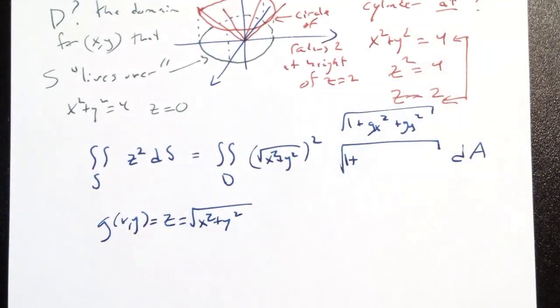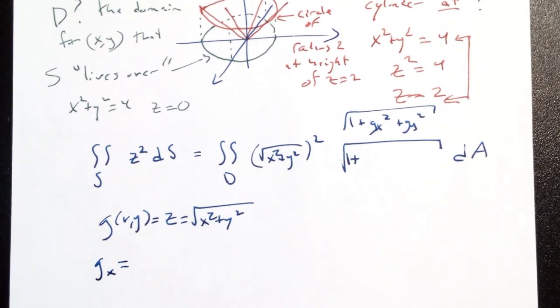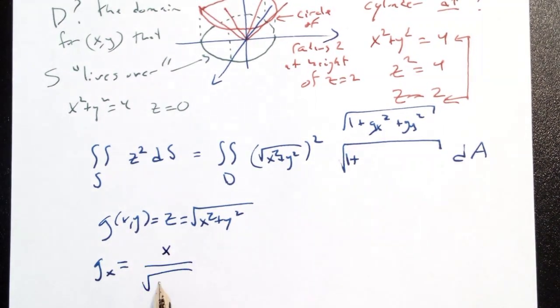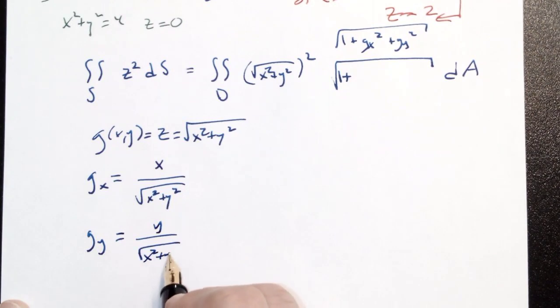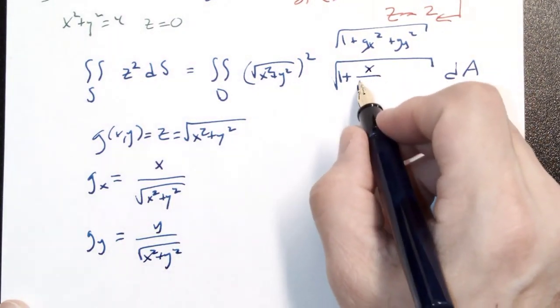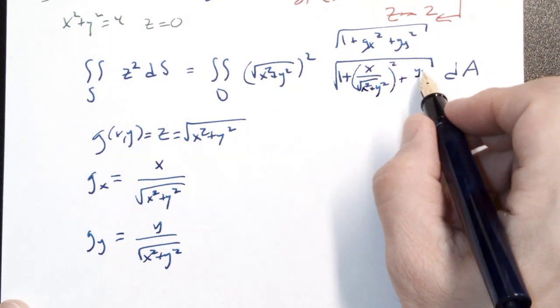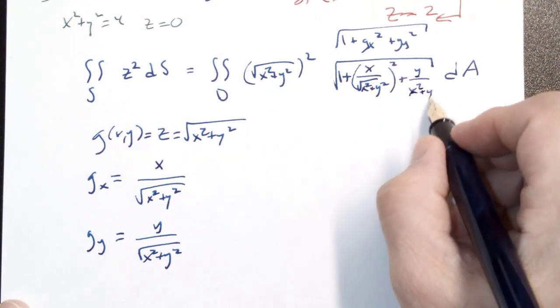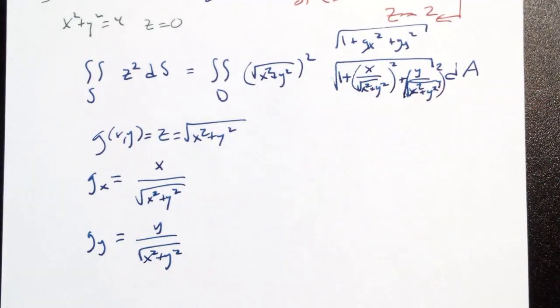What's g with respect to x? Take a partial derivative. And g_y? Same with a y on top. So up here, I'm going to get x over the square root of x squared plus y squared, quantity squared. Here, I'm going to get y over the square root of x squared plus y squared, quantity squared. I really didn't leave myself enough room. I apologize.